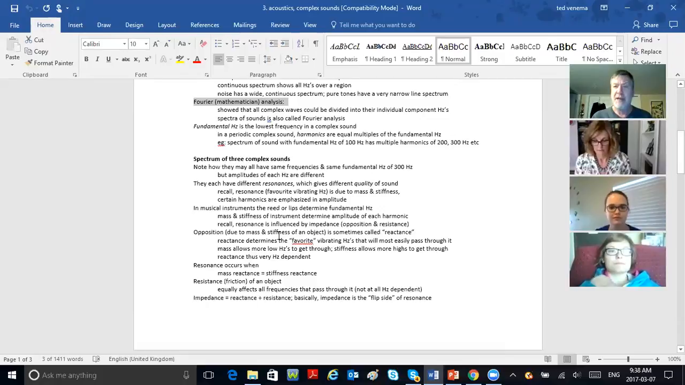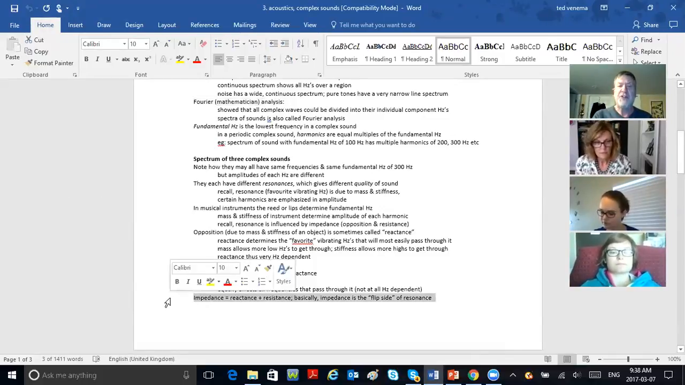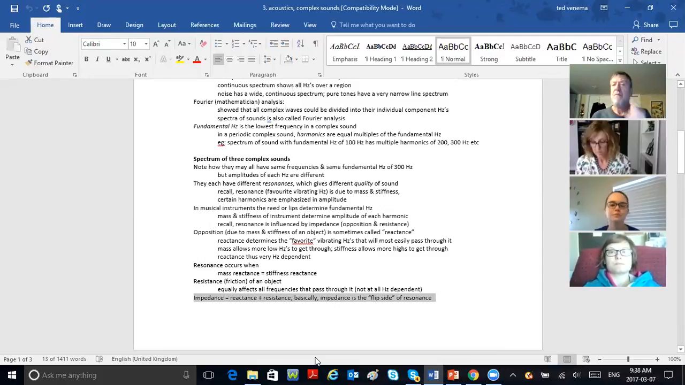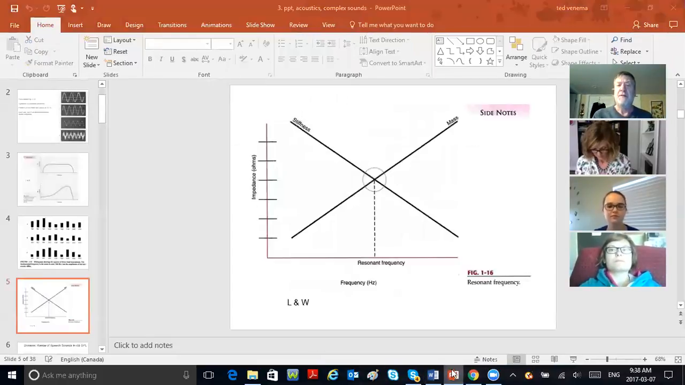Okay? So basically, opposition due to mass and opposition due to stiffness are called reactants. And that's what you see at the bottom of your page. And reactants plus resistance equals impedance. And that whole ball of wax flipped upside down is resonance. So here you have it. When the opposition due to mass in an object is equal to the opposition due to stiffness in an object at whatever frequency that occurs, that is the resonant frequency.